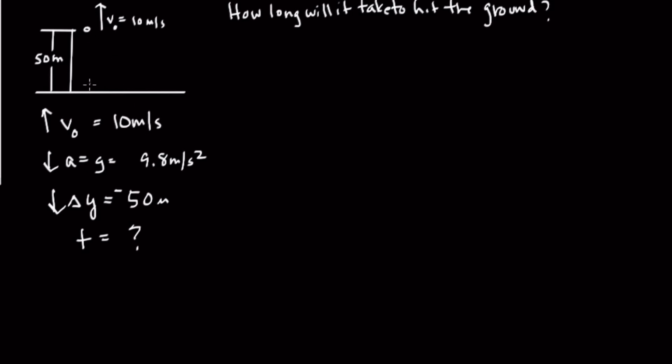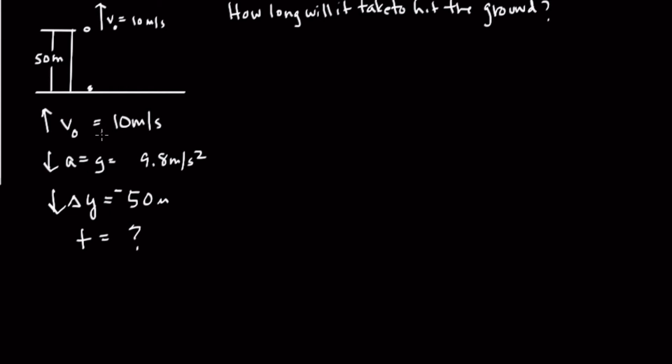It's going to start up here at the top of the building, and it's going to end up down here at the bottom. It is going to travel 50 meters down. So since I have one vector pointing up, I have two vectors pointing down, I indicate that they're in opposite directions by giving them opposite signs.